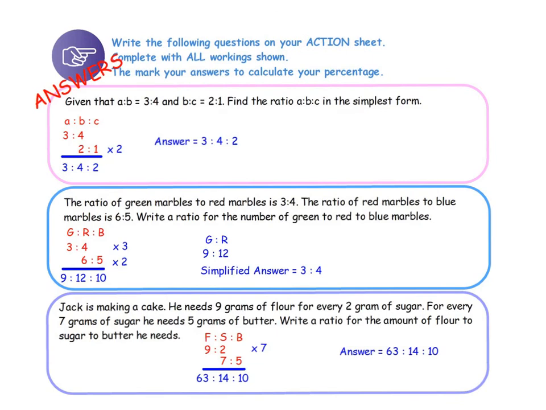Well done for having a go at those questions. Now you can see the answers. So for the first one, you should have got 3 to 4 to 2. The second one, you should have simplified your ratio of green to red marbles so that it said 3 to 4. And for the final one, in terms of sugar, butter and flour, the answer should have been 63 to 14 to 10.